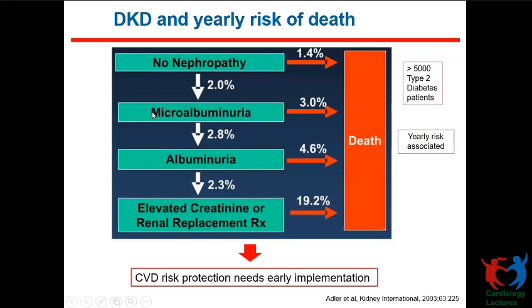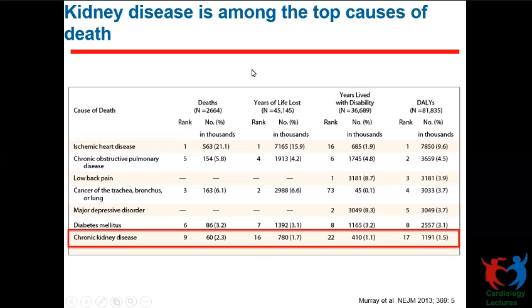If there is no nephropathy and diabetes, you can see a 1.4% death rate, and with microalbuminuria it is almost 3%, but 20% if there is elevated creatinine or renal replacement therapy. So if there is CKD, the death rate increases almost exponentially. Kidney disease is among the top causes of death: after ischemic heart disease, COPD, cancers and diabetes, CKD comes in 9th rank. Also for years of life lost and years of life with disability, the kidney has more morbid issues in elderly populations.